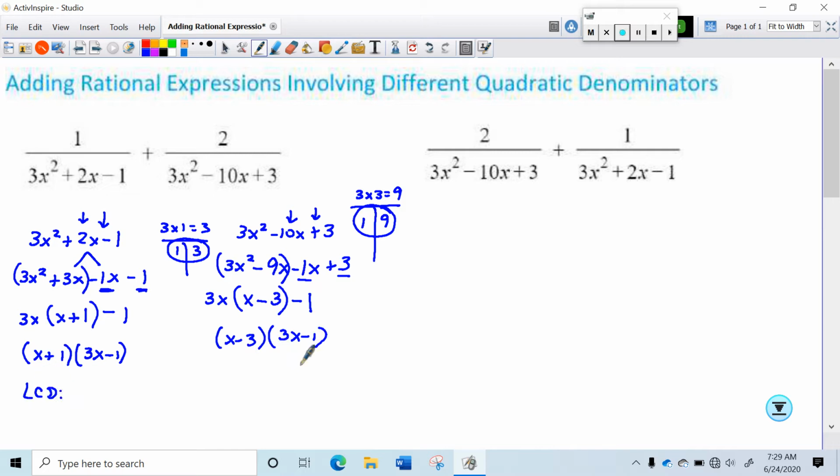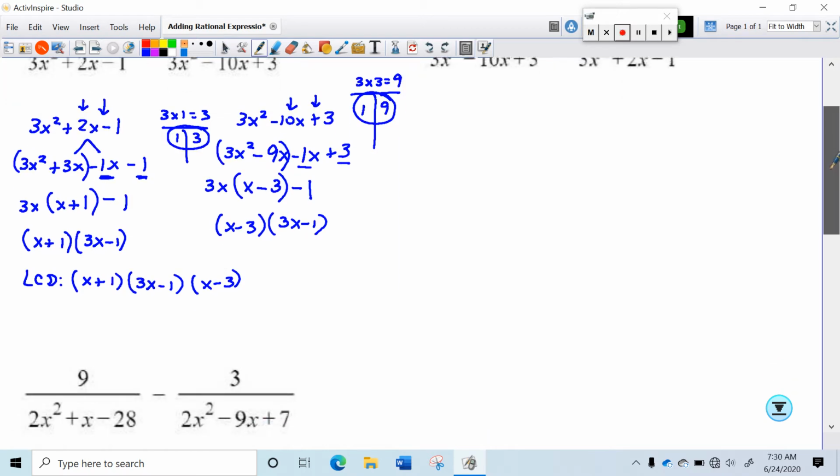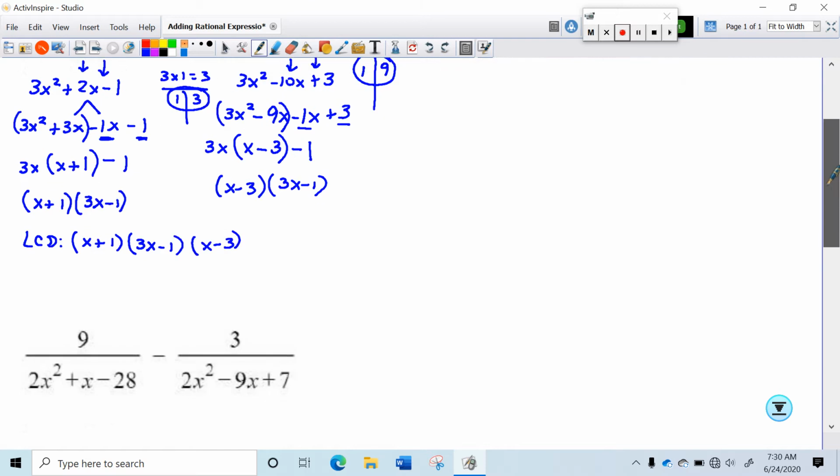My LCD is one of each family. So I have a family of x plus 1. I have a family of 3x minus 1. And I have a family of x minus 3. This 3x minus 1, I already have it listed, so I don't list it again. And we are only halfway done with our problem.